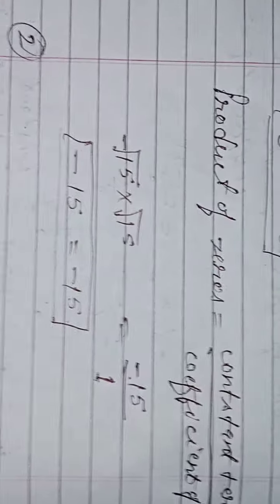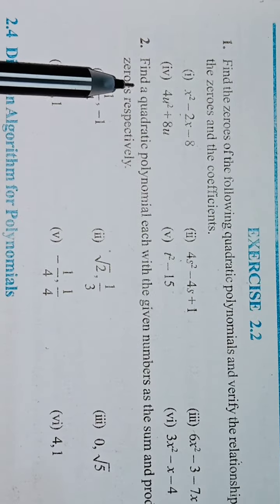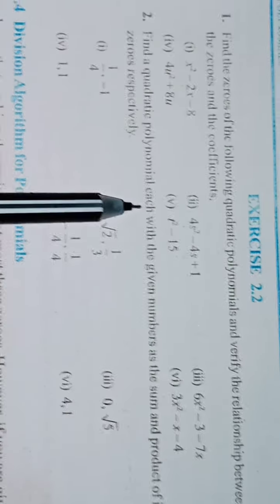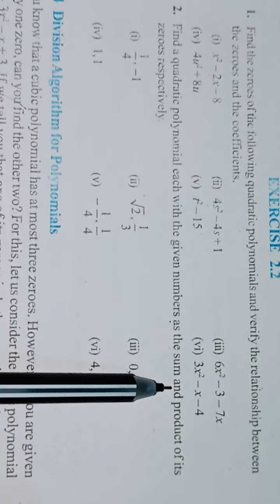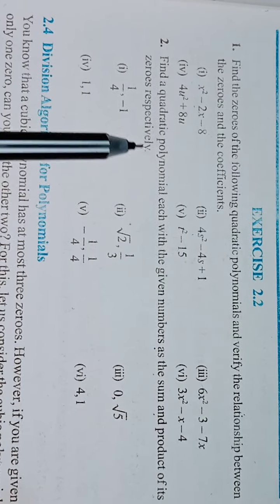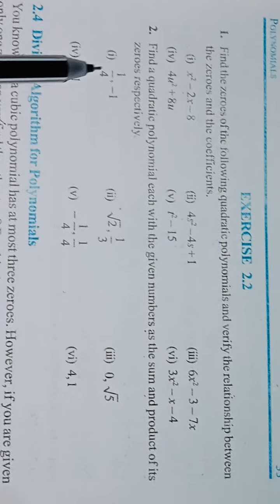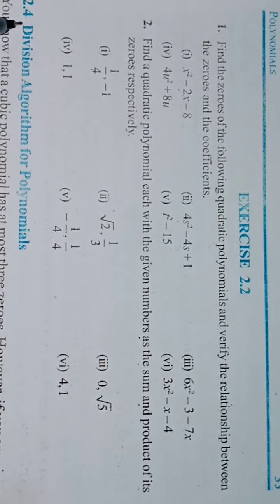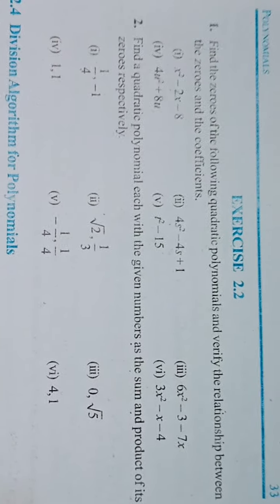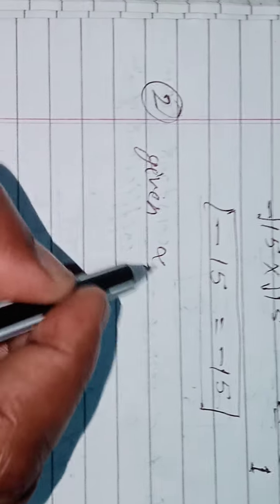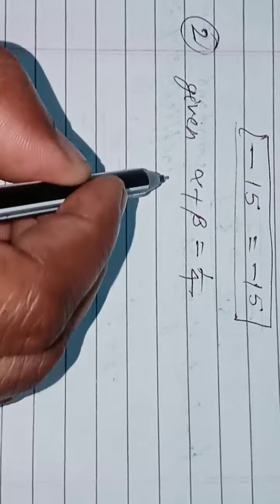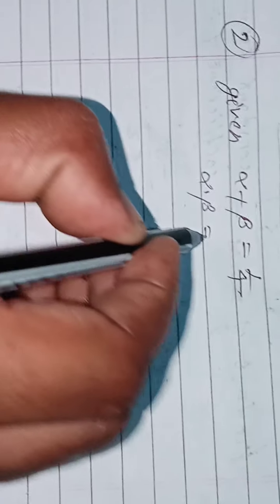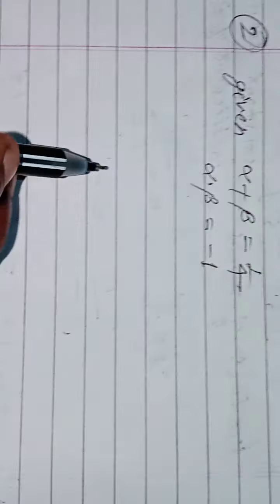Next question. Find a quadratic polynomial each with the given numbers as the sum and product of its zeros respectively. So this is sum of zeros and this is product of zeros. To solve this question there are two methods. Alpha plus beta is equal to 1 upon 4 and alpha into beta is equal to minus 1.